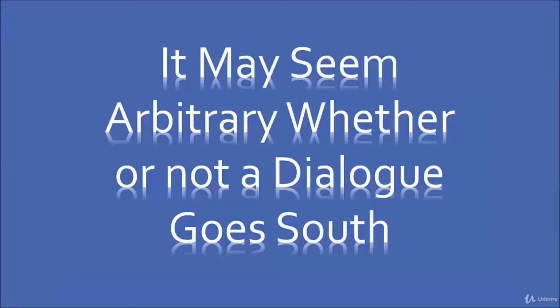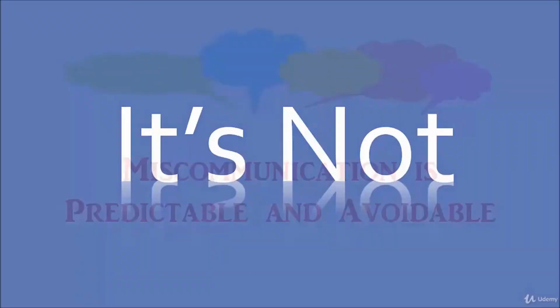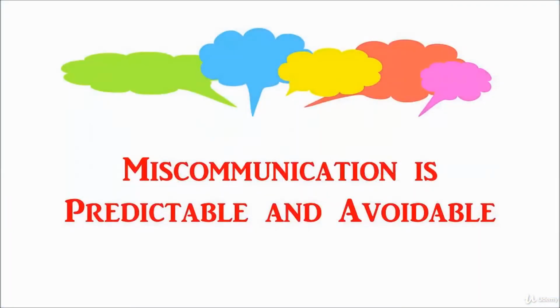A lot of times people find themselves trying to have a productive conversation about something and then are completely shocked when it turns into an argument. So it may seem completely arbitrary whether or not a dialogue is going to go south, but the truth is that it's actually not. Communication happens in predictable patterns, which is why we can prevent them. Miscommunication is predictable and avoidable.